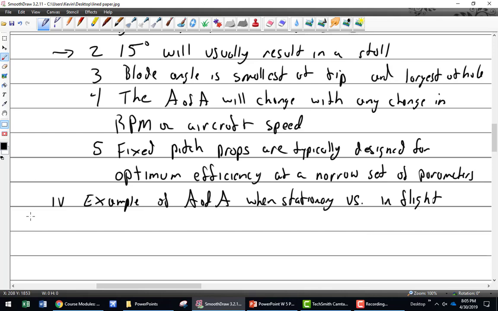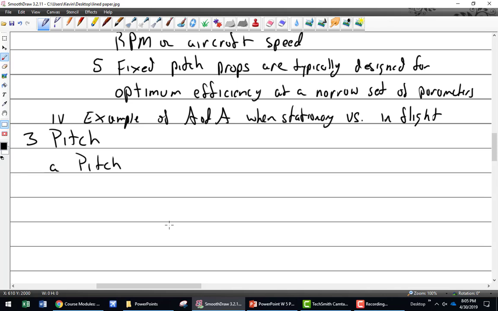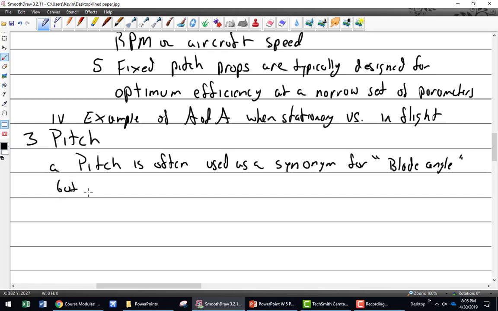So let's talk about pitch. Pitch is often used as a synonym for blade angle, but that is not correct.